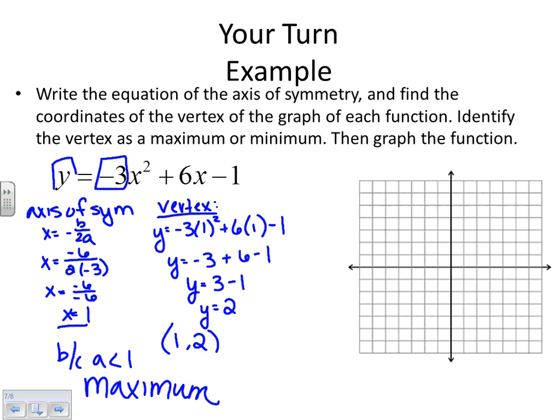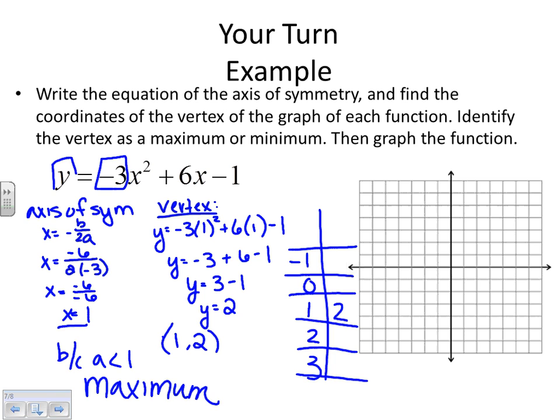All right, now we're going to take our table of values, and we automatically know that we've got the vertex point of 1, 2, so we're going to put that in the middle. 1, 2. And we get x values of -1, 0, 1, 2, 3. And here's x, here's y. And when you plug that in, you get -10, -1, 2, -1, and -10.